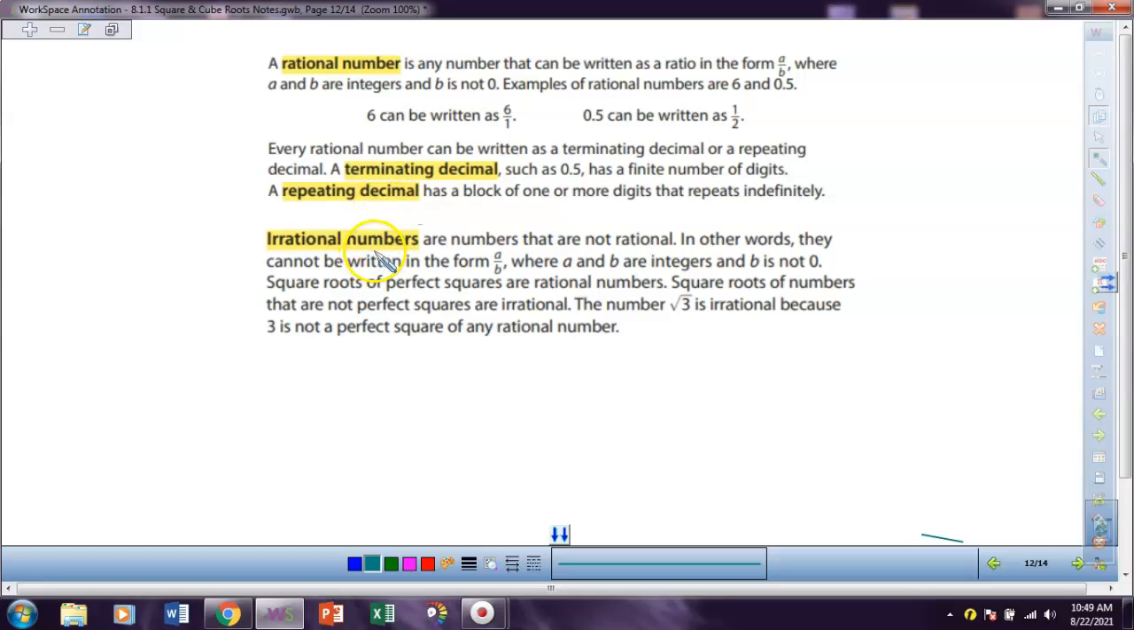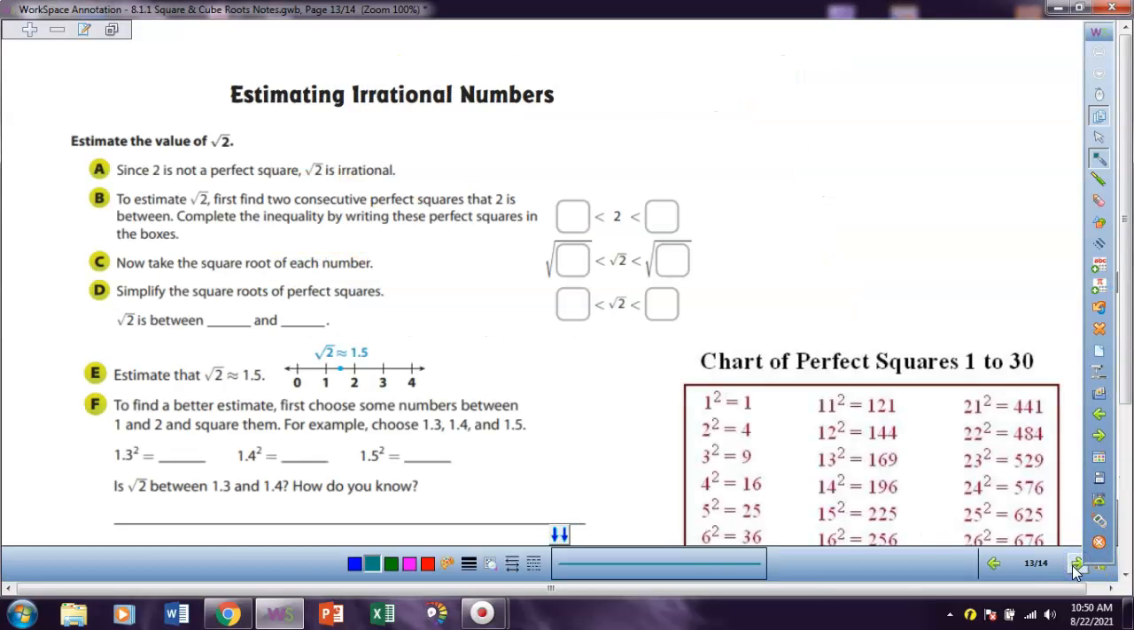An irrational number is a number that is not rational. It cannot be written in the form of a over b, and the decimals would be non-terminating and non-repeating. Okay? So we're going to be estimating when they are not perfect squares.